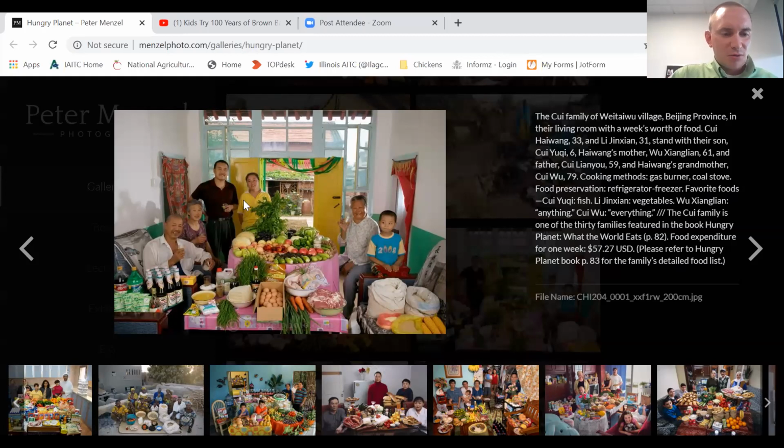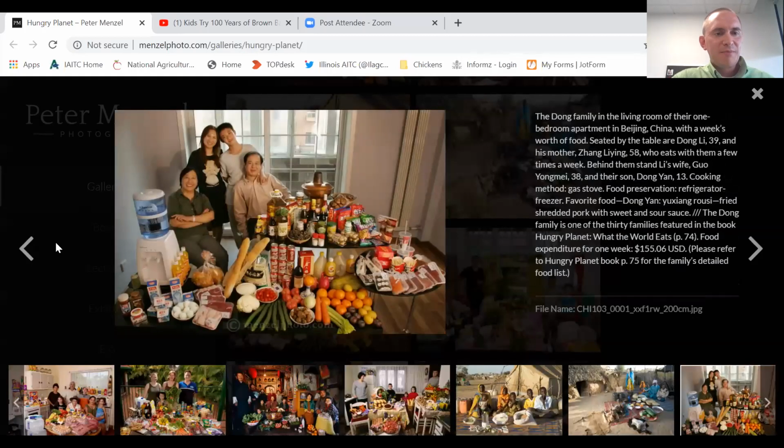So if I look at this family in rural China, I can see lots of fruits and vegetables here. But if I skip to this family, in I believe the Beijing area of China, you can see a very different tablescape of the food that they're eating, right? So even in the same country, there's this rich diversity, and depending on what area of China, in this case, they're eating very different things. I think we could probably say the same thing for parts of the US as well, right?